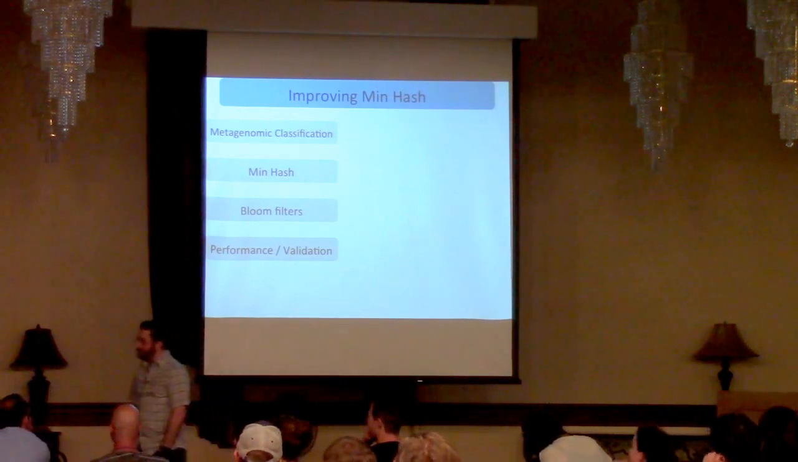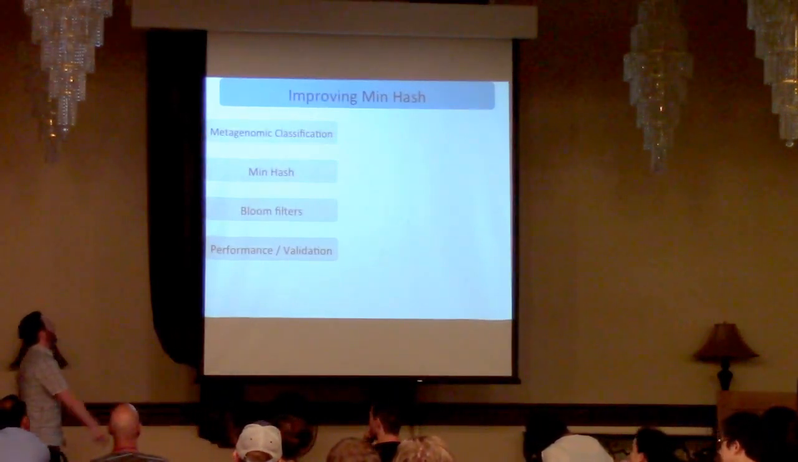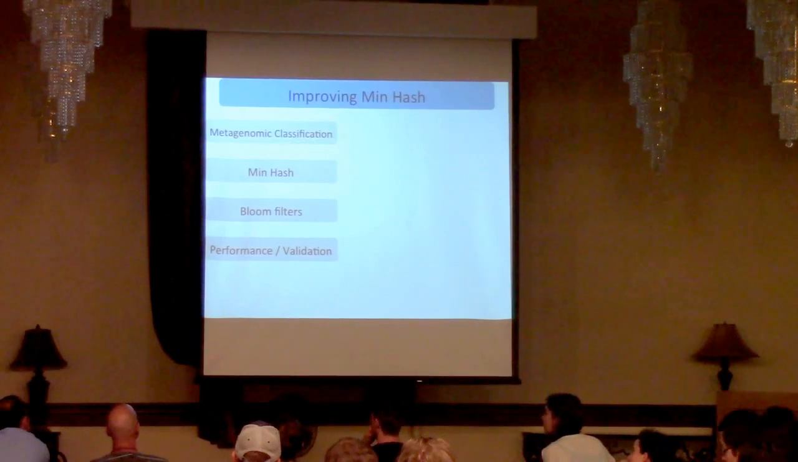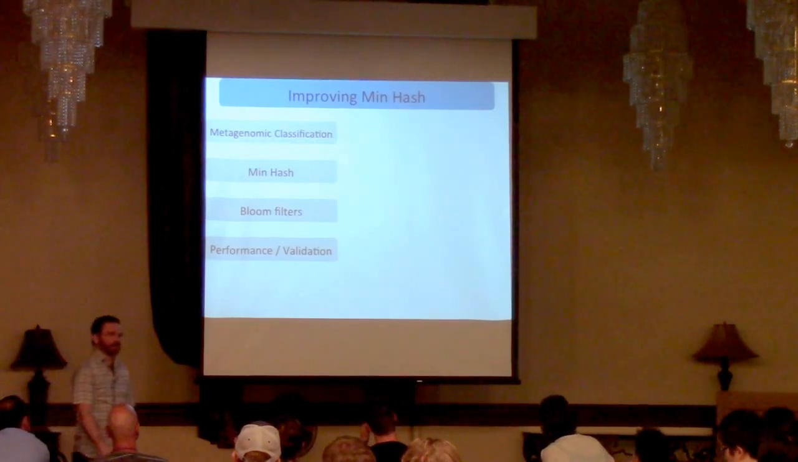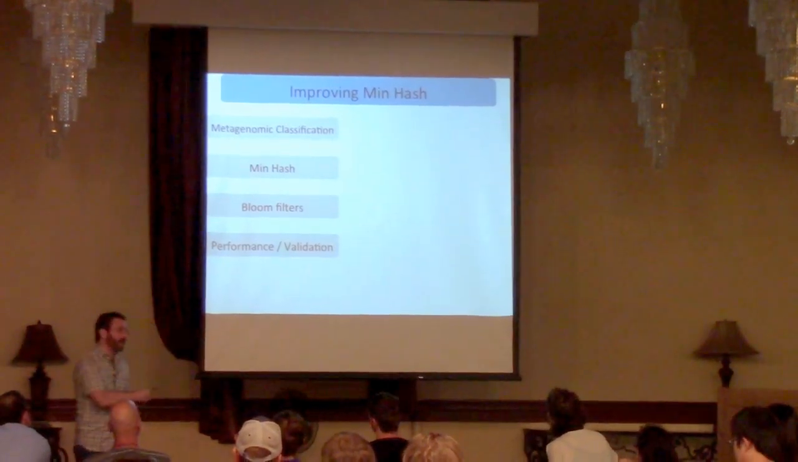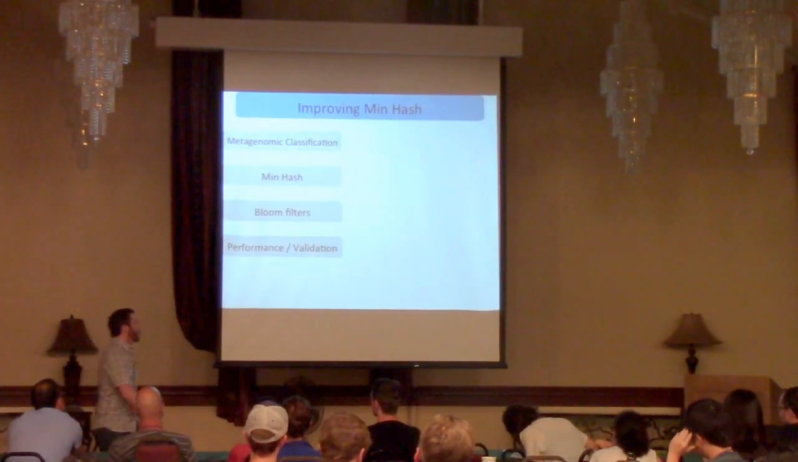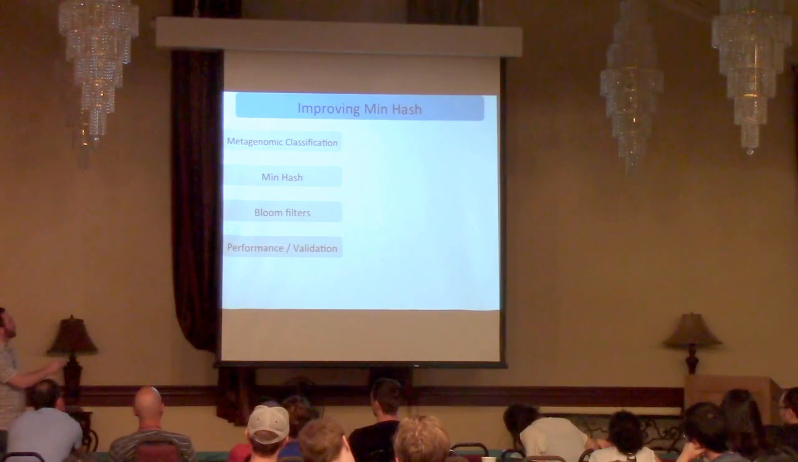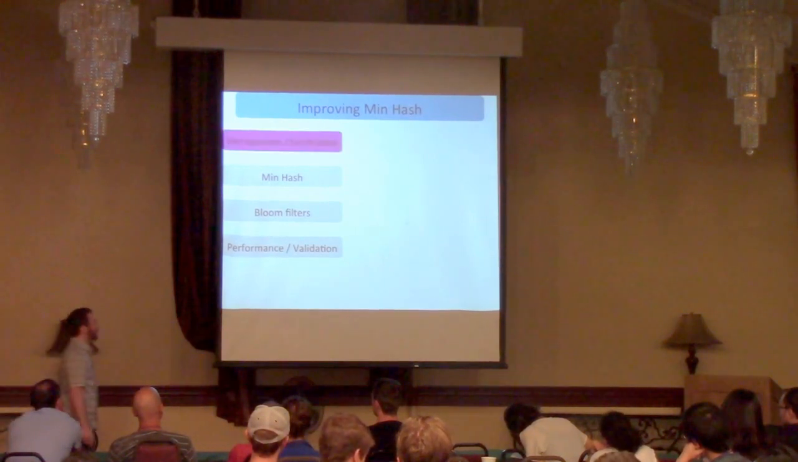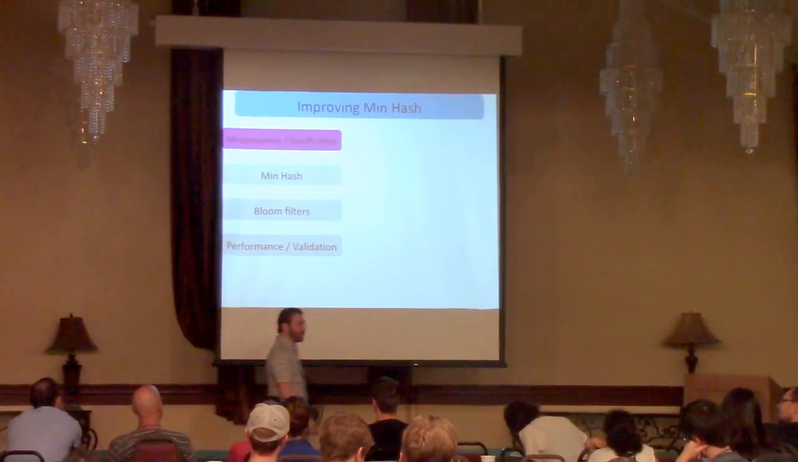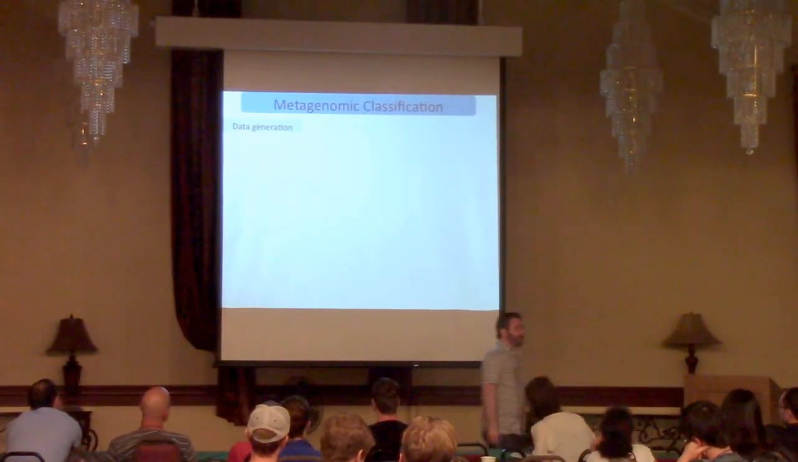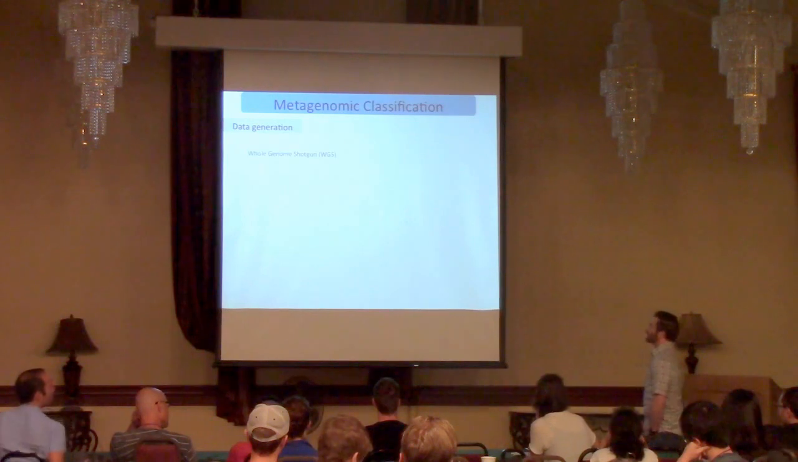Okay, so first off, we're going to talk about what metagenomic classification is, because that's going to be the main application area for this. However, this improvement that I'm going to be talking about is going to be applicable to many different situations as well. I'll review what min-hash is, the magic sauce that makes all this work, and then applying it to real data. So first off, in case you're not familiar with what metagenomics is, the very basic paradigm is as follows.